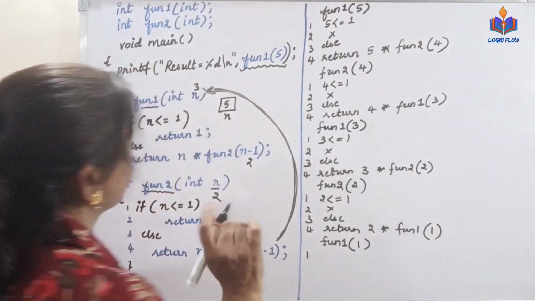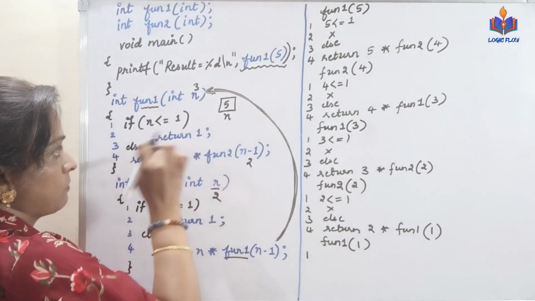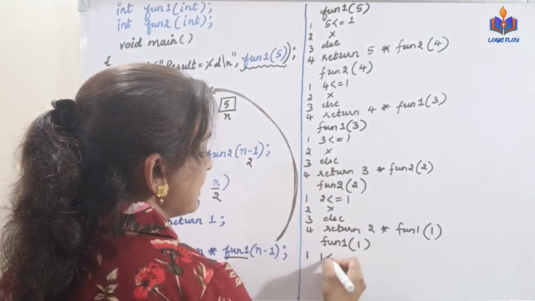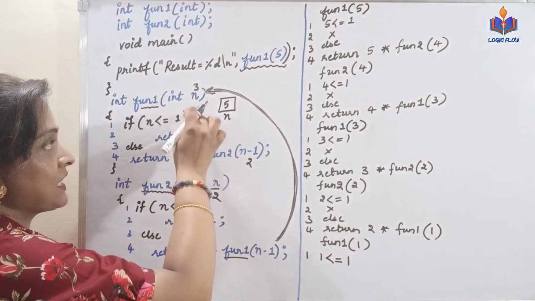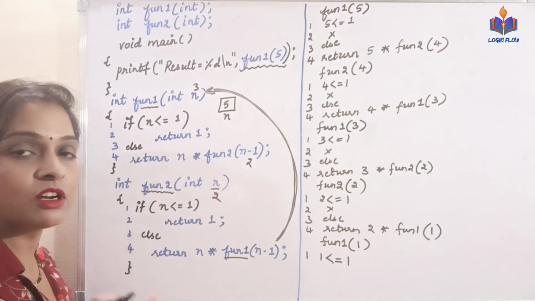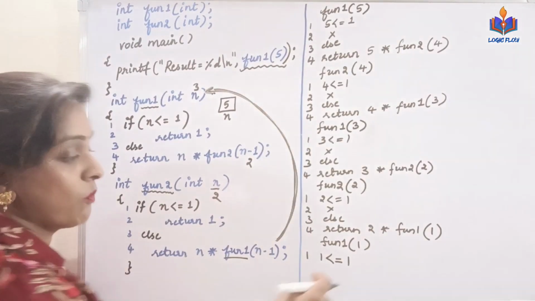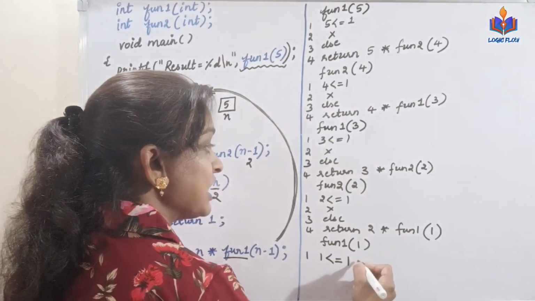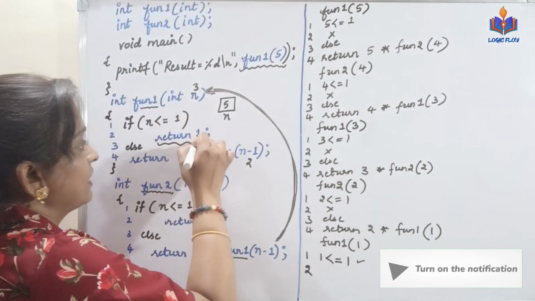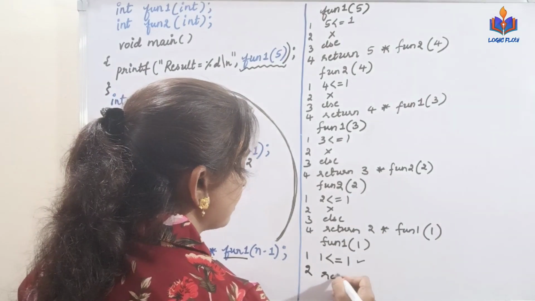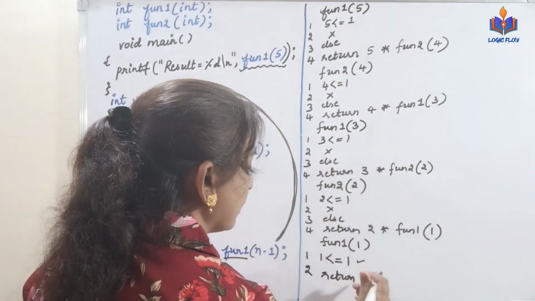Again check. Look at here. I am coming to this block. 1 less than or equal to 1. Now the base case is getting executed. Base case is true. 1 less than or equal to 1. Yes. Condition true. So this statement return 1 gets executed. So I say return 1.